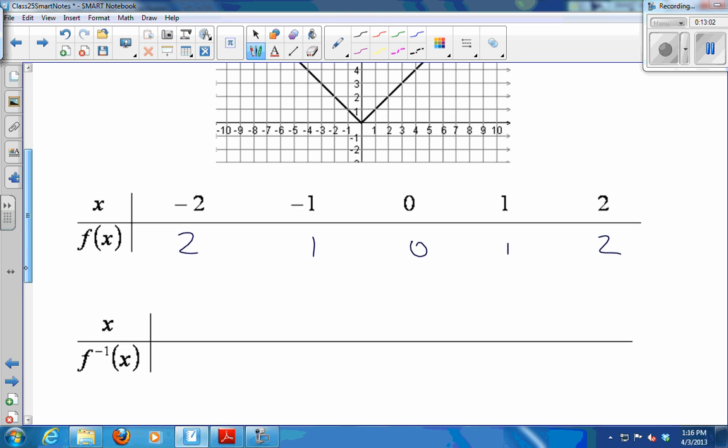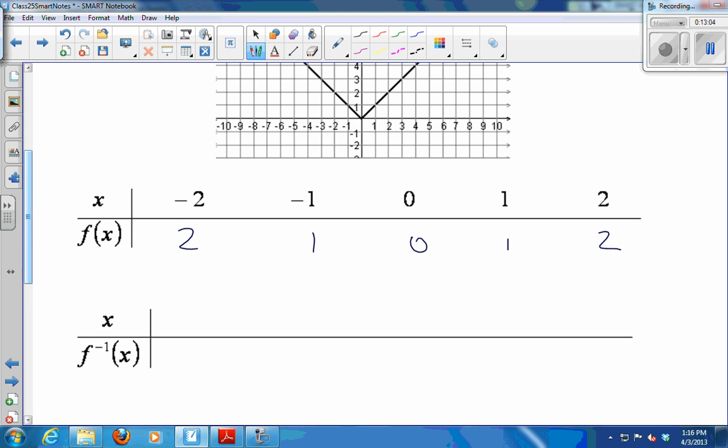Now I'm going to try to create a table for the inverse function of the absolute value of x. So I just do my round trip thing. -2 becomes 2 when put in the F machine. It means that 2 becomes -2 when it goes into F inverse. Just make the round trip. -1 becomes 1, and 1 goes back to -1. 0, 0, 1, 1, 2, 2.